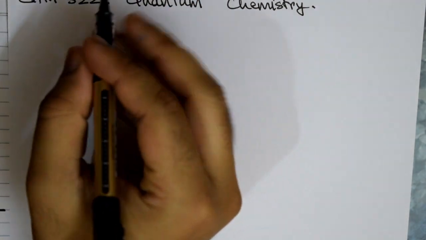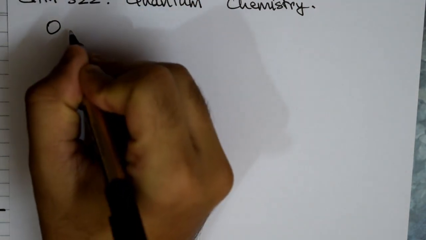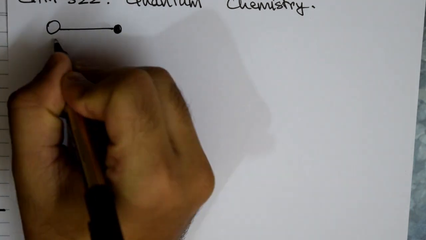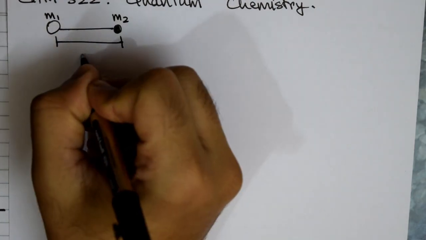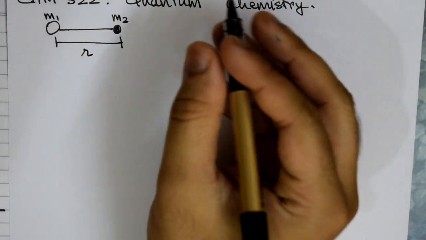We are entering into the next lecture discussing the rigid rotor problem. Let's quickly revise it so that we recollect what we were thinking about. We were discussing two masses m1 and m2 that are separated by a distance r.